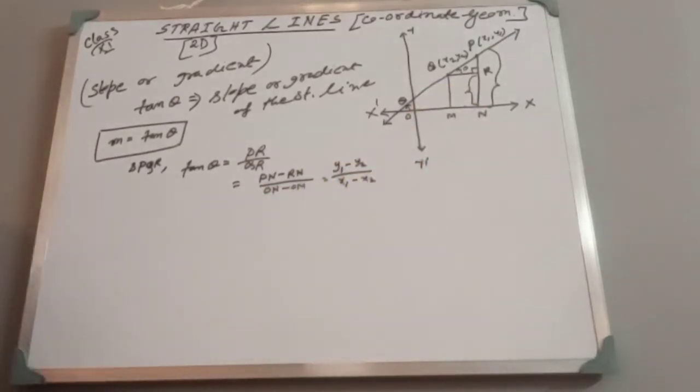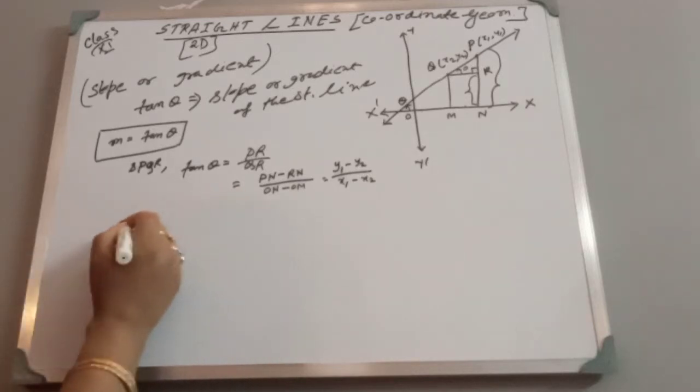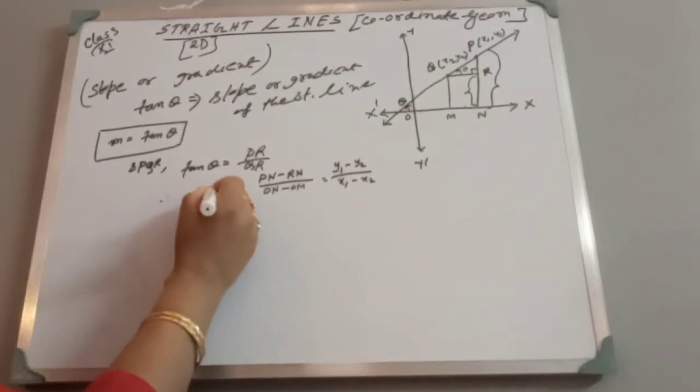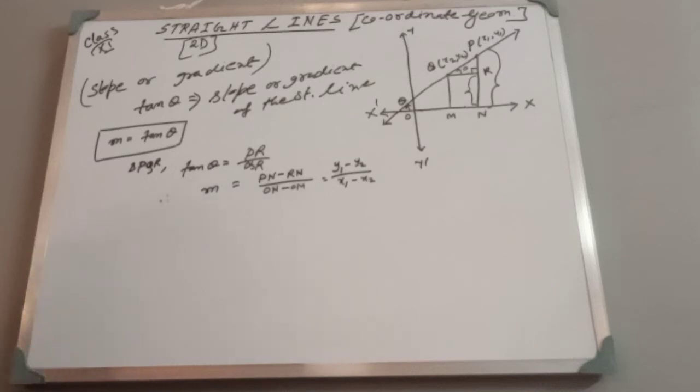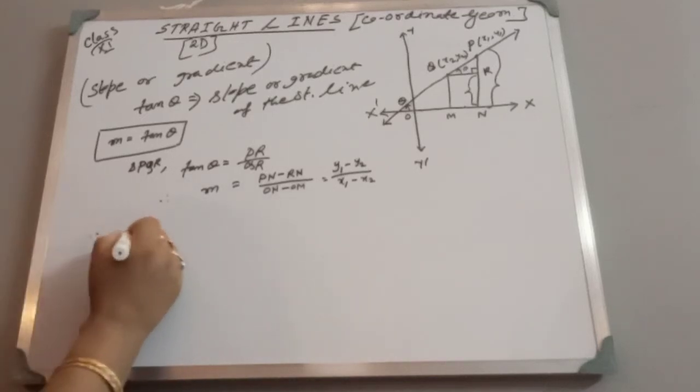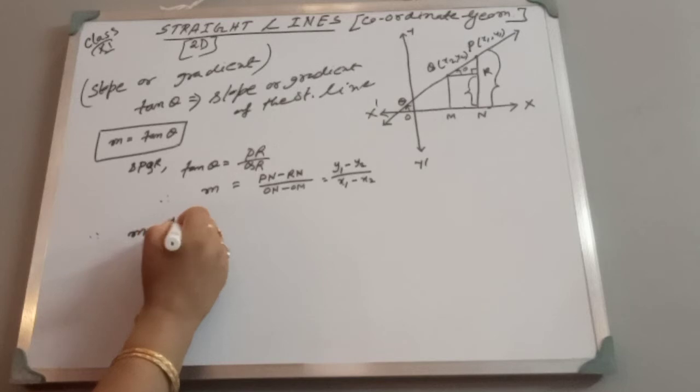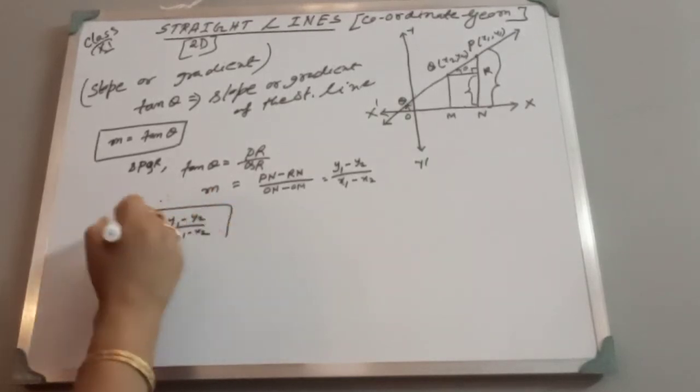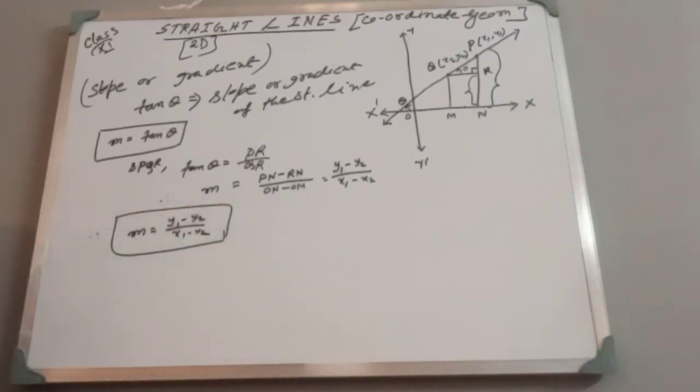So what is the coordinate now? So tan theta or M is equals to, therefore M is equal to Y1 minus Y2 by X1 minus X2. M equals to Y1 minus Y2 by X1 minus X2. Remember this. Okay, this is equals to M. Got it? Now this is equals to M, or we can say this is equals to tan theta. Remember this. Always remember.